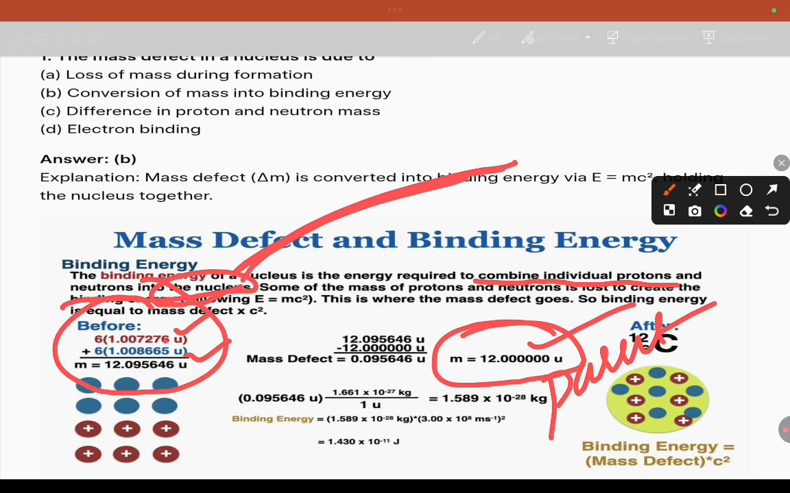Now for the daughter nuclei, there are 6 protons and 6 neutrons. If you calculate, you will get 12.09. The difference is 0.09. Is it right? This 0.09 we call the mass defect. If you multiply it with c square, that is called binding energy. What is that? Binding energy.